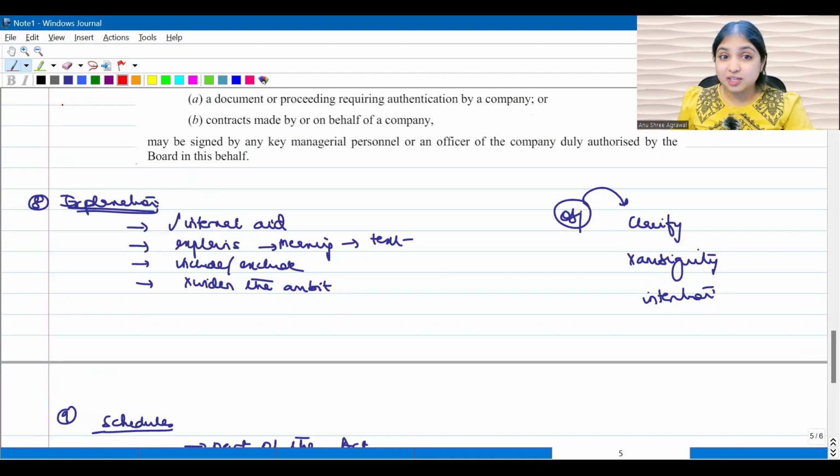Then we spoke about explanations. Explanations are included into the section itself. They either include something from the section or they exclude something from the section, but they do not widen the scope of the section. They are included in the section to explain the meaning of some text of that section.